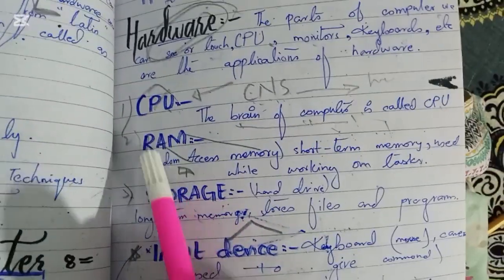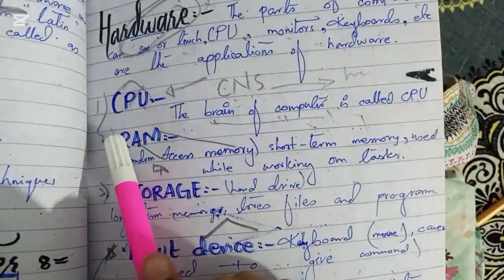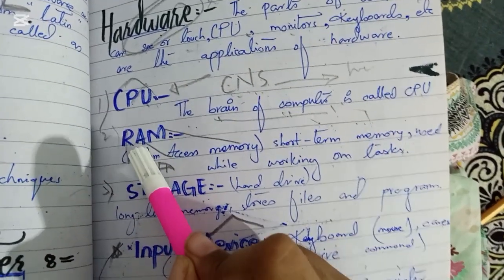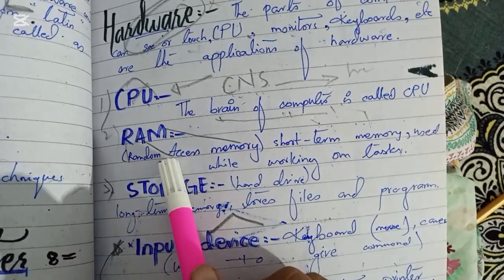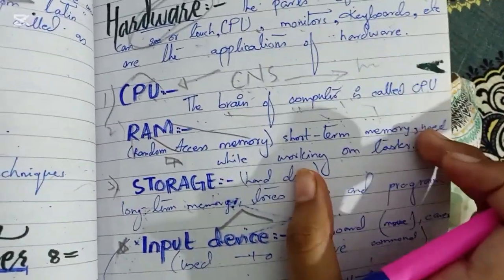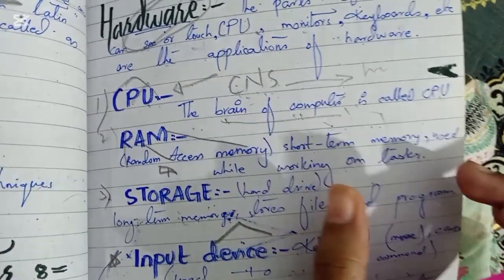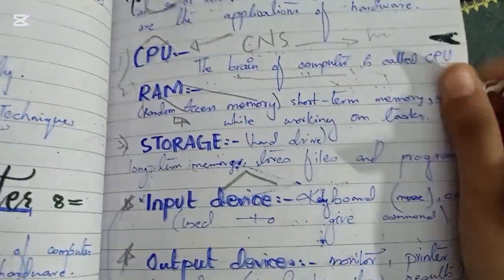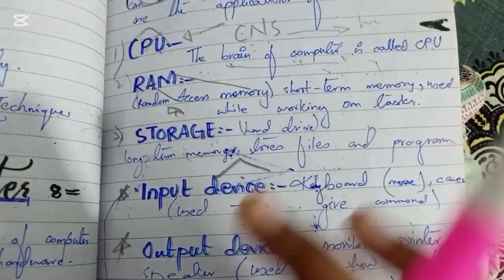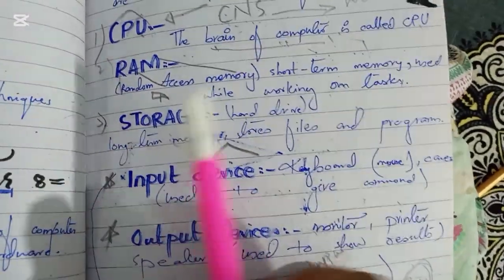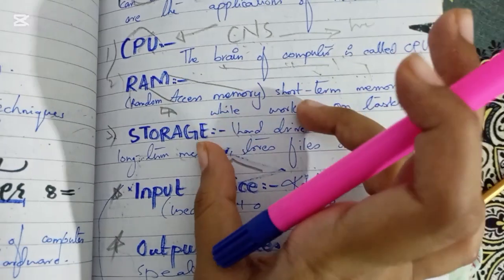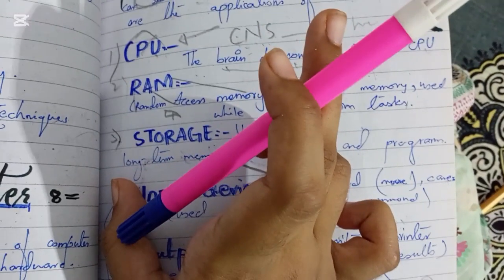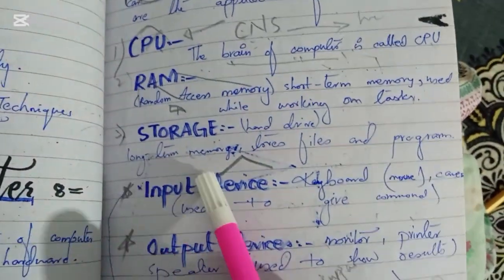Now let's move to the second, RAM. RAM full form is random access memory. Students, random access memory. It stores short term memory used while working on tasks. Number 3, storage. Storage is the hard drive. It stores long term memory, for example, to store files, folders, or programs.